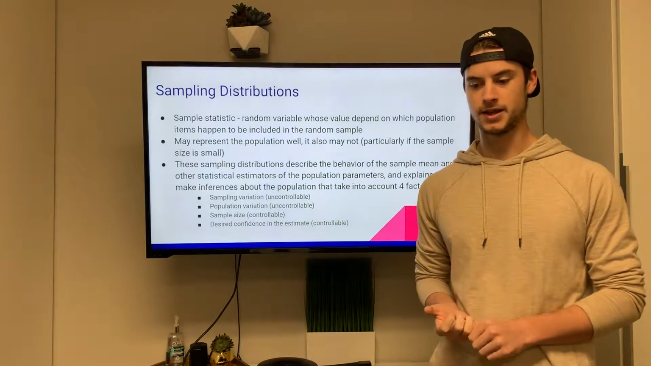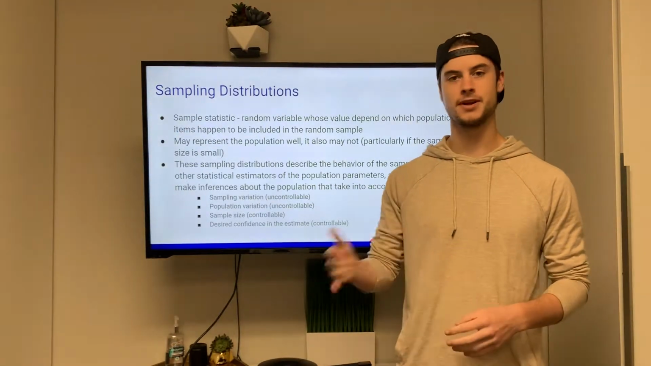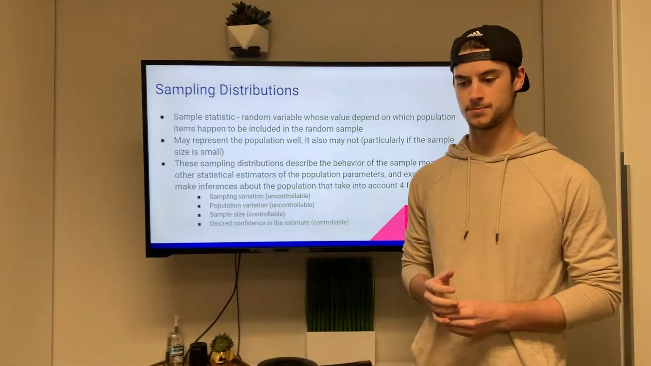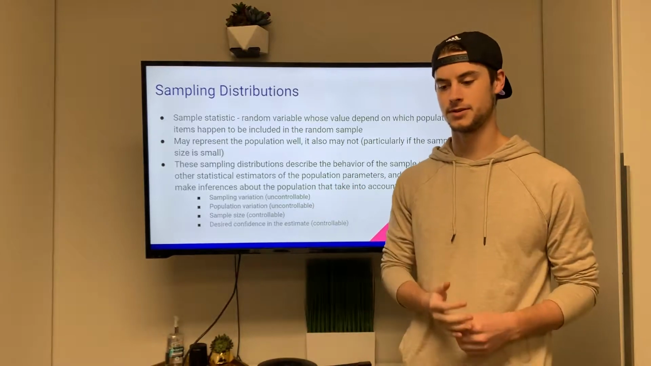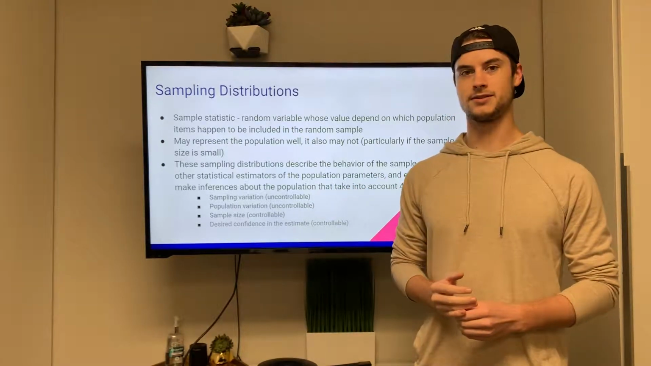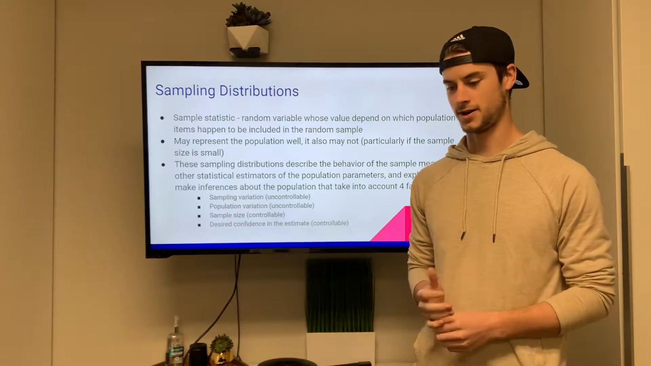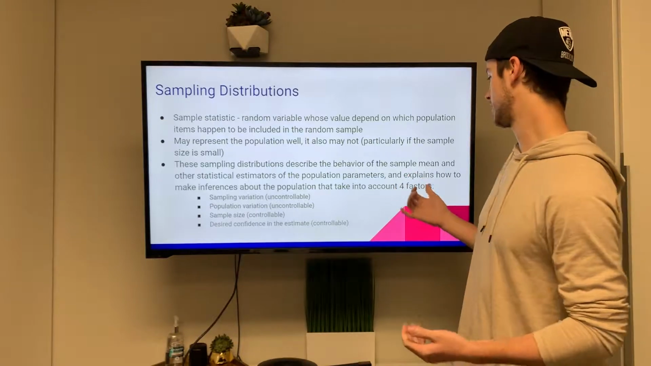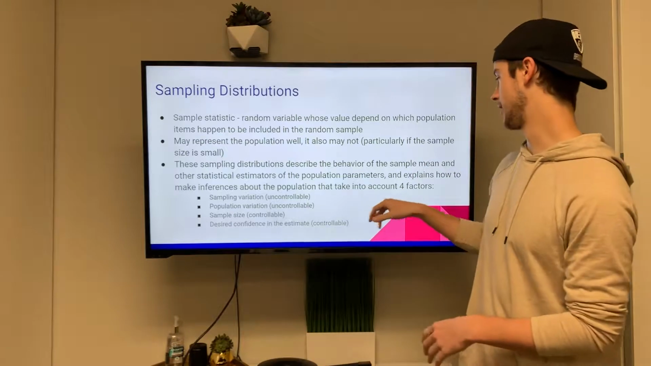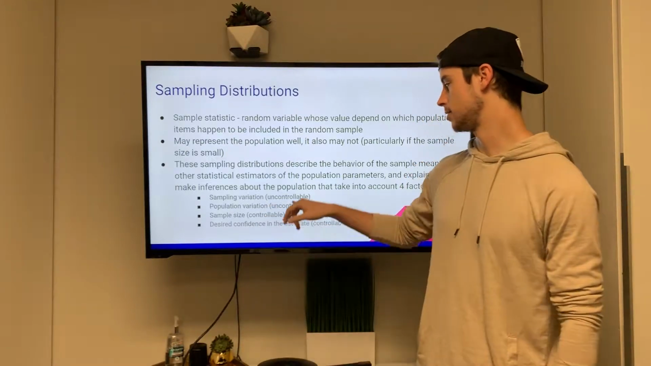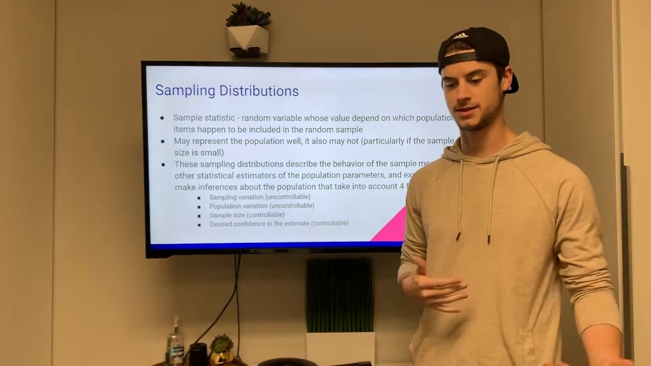And these sampling distributions just describe the behavior of the sample mean and other statistical estimators. We'll talk about estimators in the next couple slides, but we talked about population parameters, right? We know what parameters are. They're just the statistical explanatory variables that go along with the population, right? And it can explain how to make inferences about the population, and it takes into account these four main factors here. And I put the ones that are uncontrollable, the ones we have no control of, and the ones we do have control of when taking these sampling distributions, right?